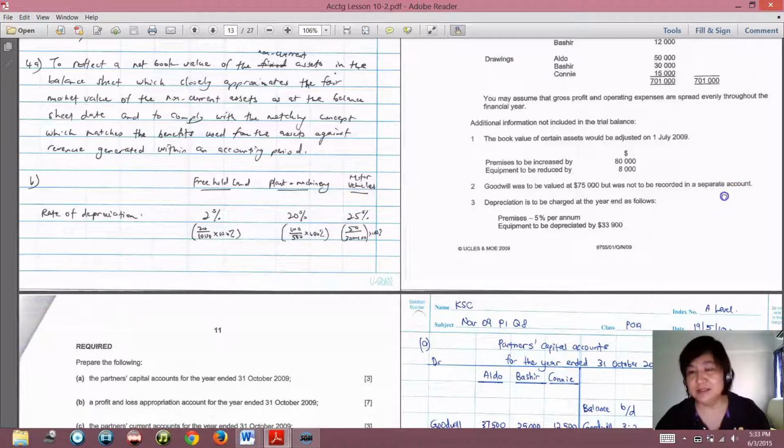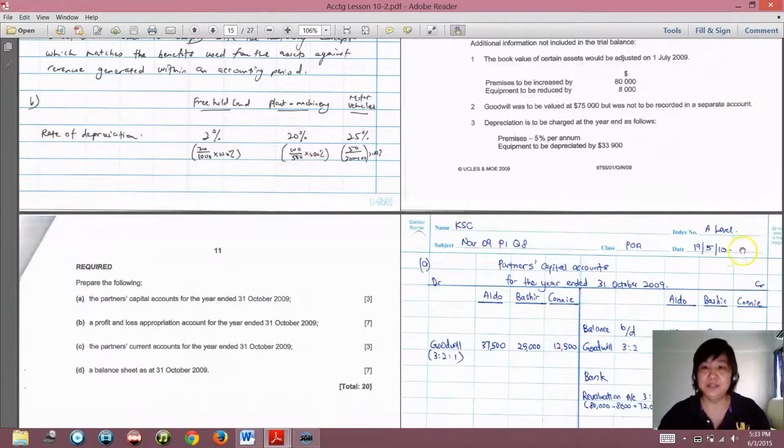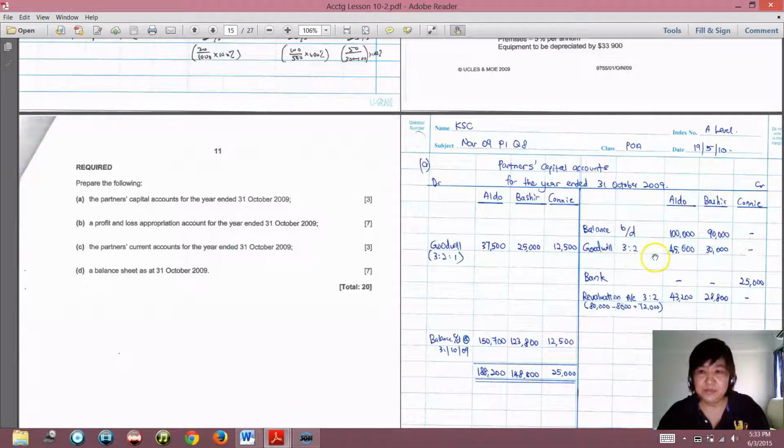So that means, in other words, they are trying to say that the goodwill account would not appear in the balance sheet. So goodwill will not be recorded as an account in the balance sheet. This is what it means. So that means the goodwill will be credited to the old partners' capital account in the old profit sharing ratio.